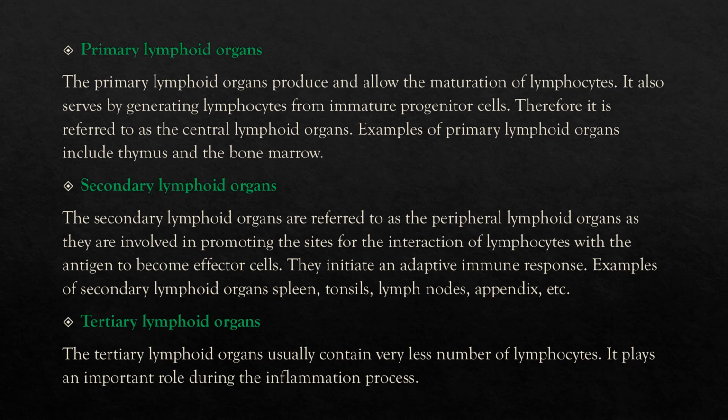Tertiary lymphoid organs usually contain very few lymphocytes. They play an important role during the inflammation process.